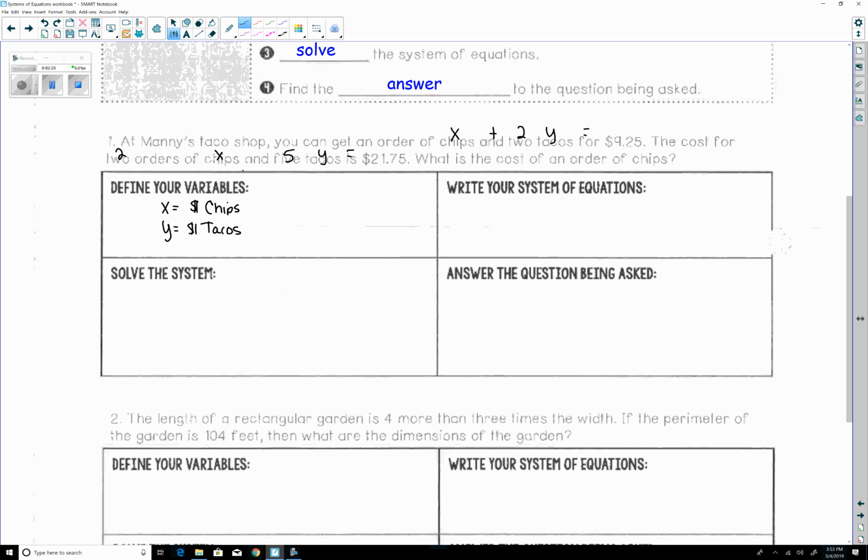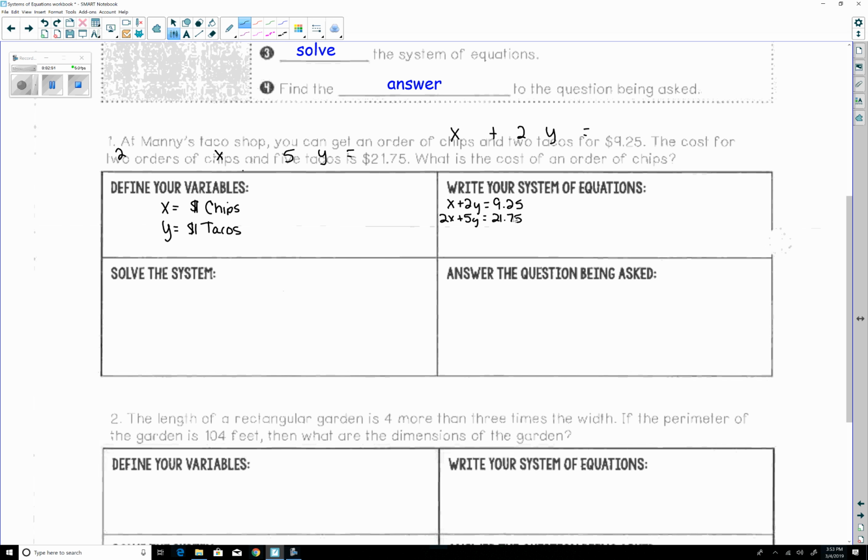So writing our systems of equations, this should be relatively easy with how we marked our text. So I'll have x plus 2y equals $9.25. That's our 1 chip and 2 tacos. The other one, 2 orders of chips and 5 tacos is $21.75. Now, both of these equations are in standard form.